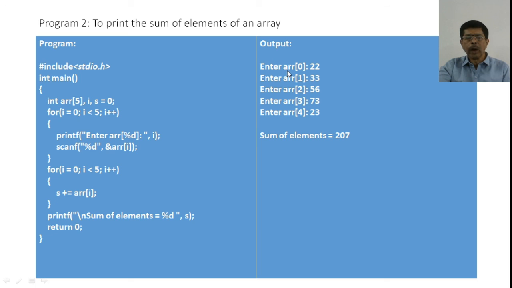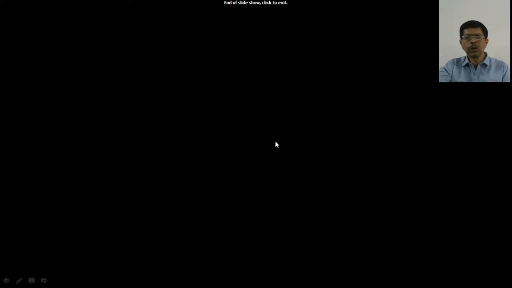So the output is like this. You can see the output also. The elements I have entered are 22, then 33, 56, 73 and 23. The sum of the elements, all these will be stored in s, and it will display the sum of the elements as 207.